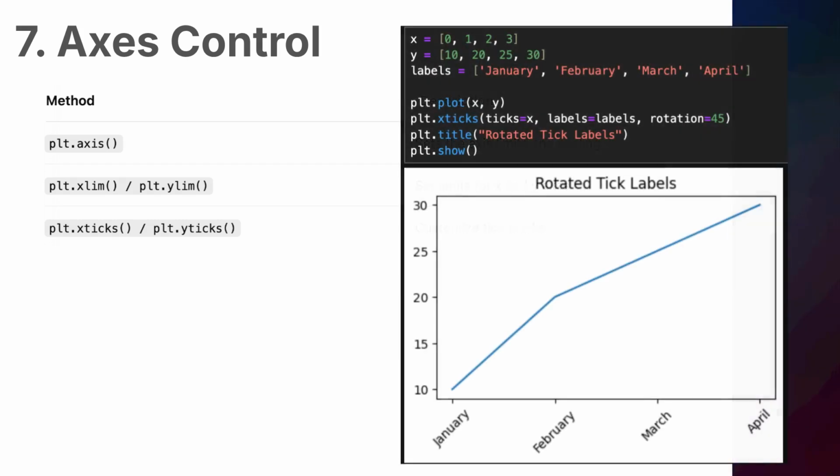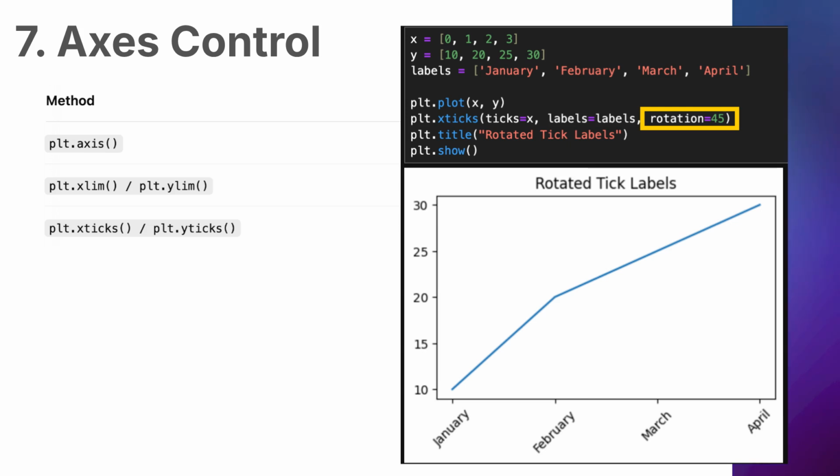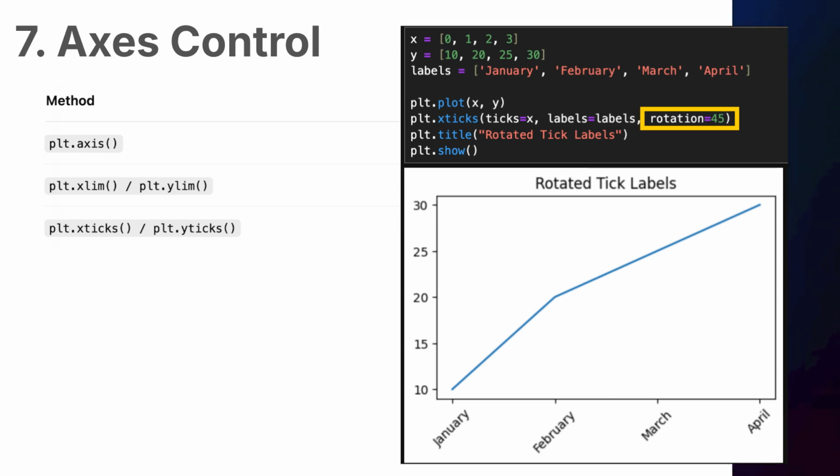Lastly, rotate the tick labels. Let's say you have x, y in a label list, and want to rotate only the x ticks because the label text is too long. The way to change the tick angle is easy, just set the rotation. Then you can rotate labels and improve readability. This is useful for long text or dates.